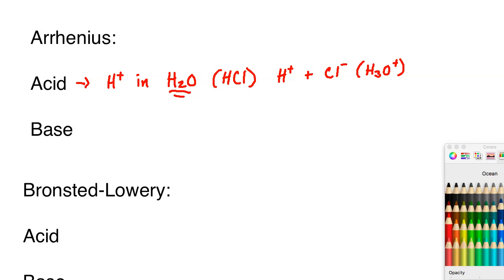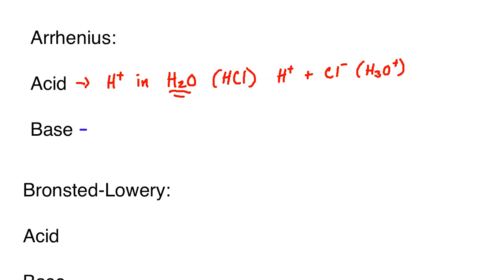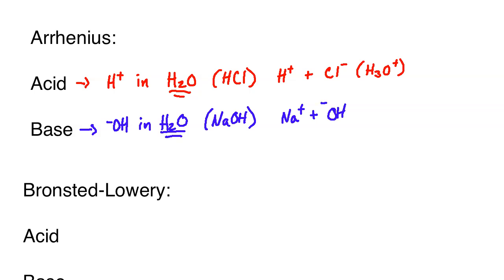So the next thing that I would highlight here is bases. So a base, by the Arrhenius definition, is going to be anything that can generate hydroxide ions in water. And again, in water is key. Okay, so an example of something like this would be the classic sodium hydroxide, which is probably the most common base known throughout the general chemistry courses. So sodium hydroxide, if I were to put it into water, would generate Na+ and the hydroxide ion.